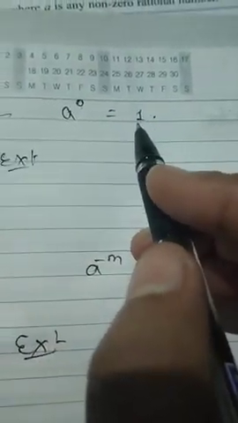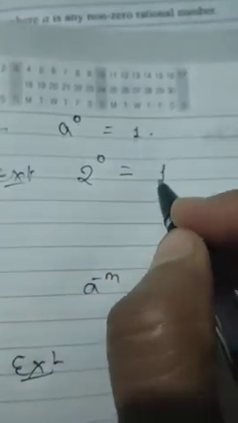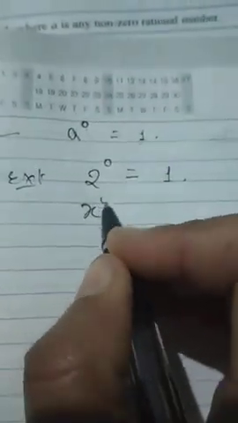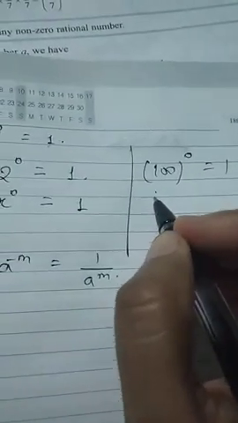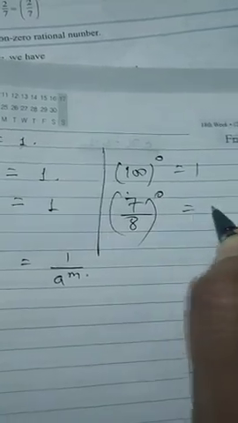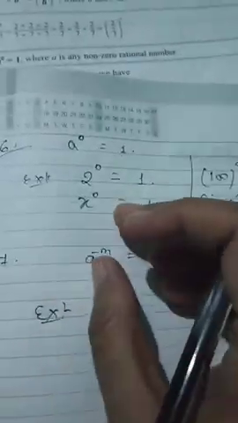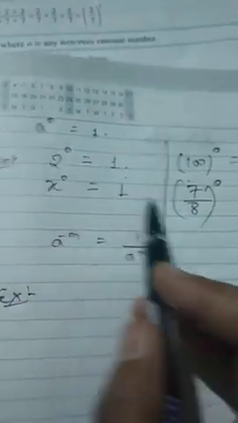Now one very important law: if any number or any variable has power 0, then its value will always be equal to 1. Suppose 2 to the power 0, its value will be 1. Any variable x to the power 0, its value will be 1. Any big or small number, 100 to the power 0, its value will be 1. And a rational number, 7 by 8 to the power 0, its value will be 1.